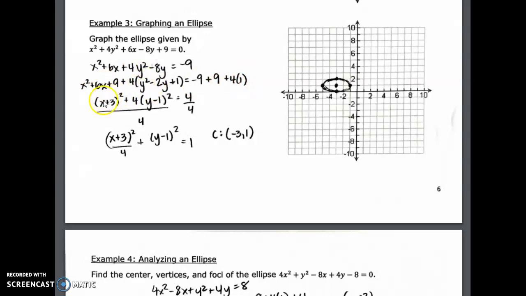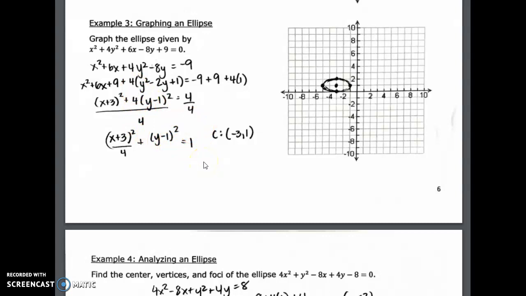So now that I have complete squares, I can factor them to perfect square trinomials. So this becomes (x + 3) squared, and this becomes (y - 1) squared. Still have that 4 in the front. And when I combine my like terms here, I get 4. And then remember, we need to get a 1 over here, so I divide both sides by 4, which gives me (x + 3) squared over 4. These 4's cancel out, and I have equals 1.